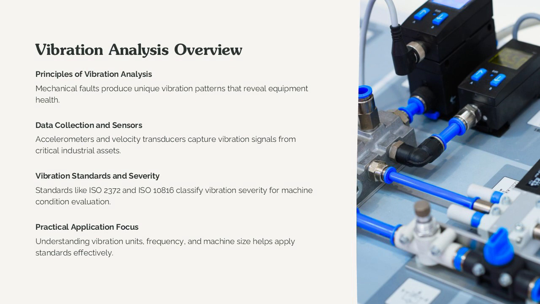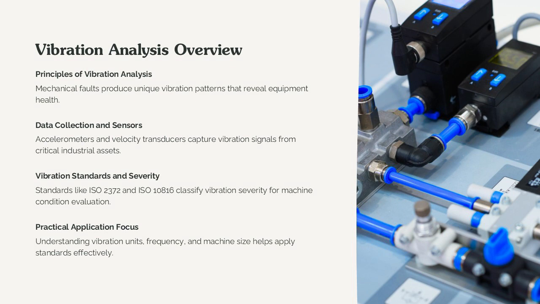In industrial environments, vibration data is typically collected from critical assets such as pumps, motors, compressors, turbines, fans, and gearboxes. Sensors such as accelerometers or velocity transducers are mounted on bearing housings or machine structures to capture vibration signals during operation. These signals are then analyzed in both time and frequency domains to identify abnormal behavior. Overall vibration levels provide a quick assessment of machine condition, while spectral analysis helps pinpoint specific fault sources.